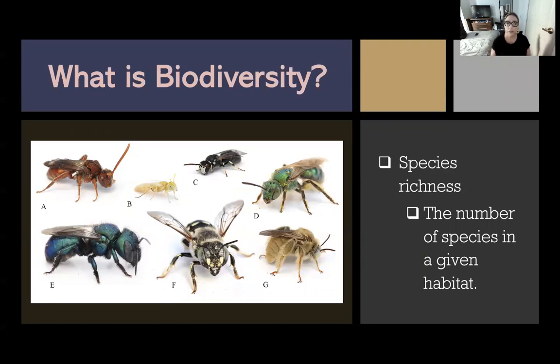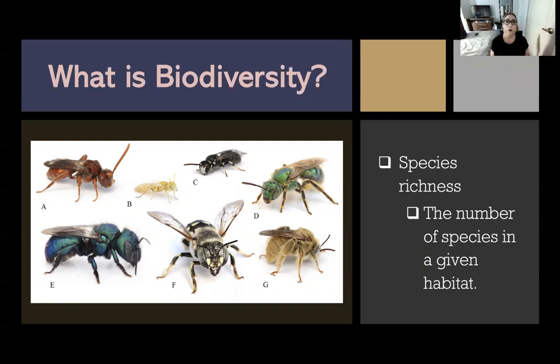Now, really quick, just to give you the definition of a species, it is a group of organisms within a given habitat that interbreed with one another. At least that is one definition of a species. We call that the biological definition.